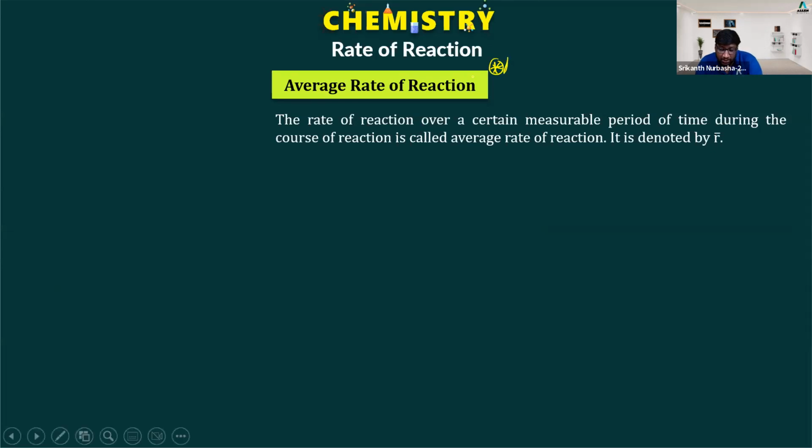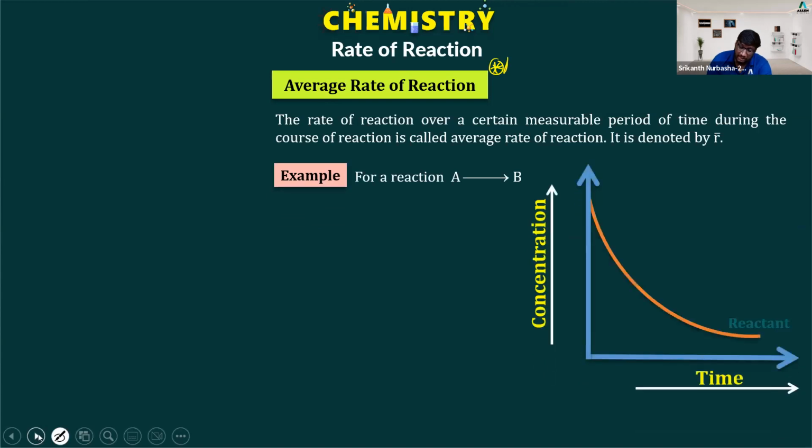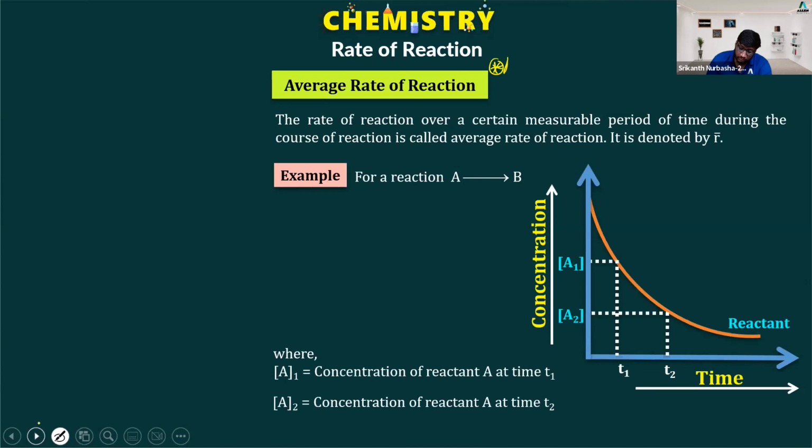Next, average rate of reaction. The rate of reaction over a certain measurable period of time during the course of reaction is called average rate. It is denoted by R bar. Example, you can take reaction A to B. At time t1 the concentration of reactant is concentration of A1, at time t2 the concentration of reactant is concentration of A2.